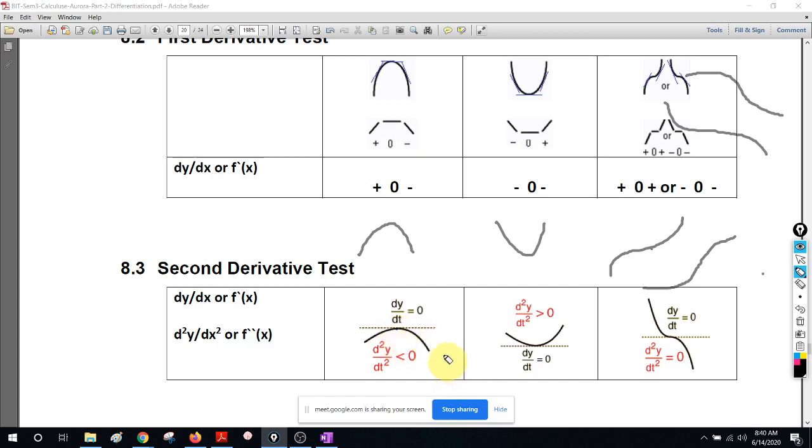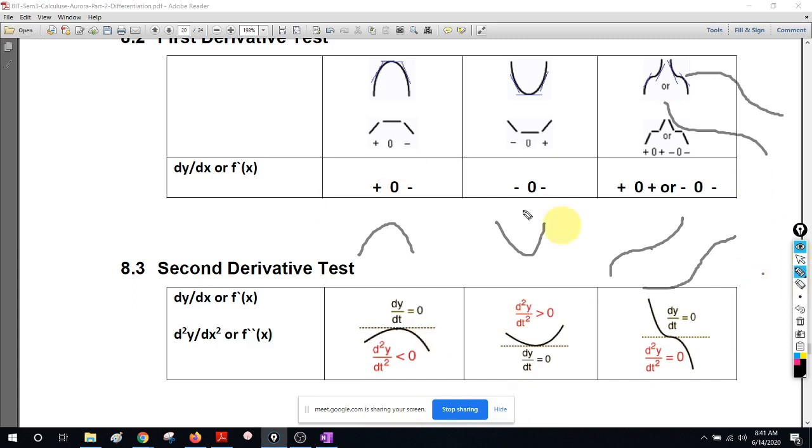Okay, so those are the two tests. Either you can use the first derivative test or you can use the second derivative test. Okay, so let's take a very simple example.